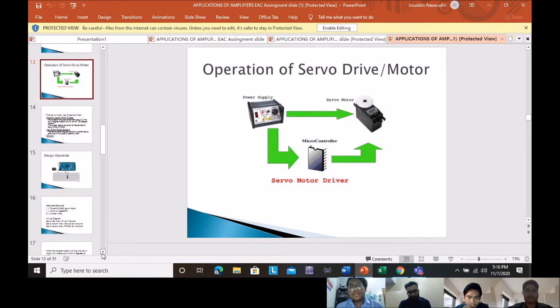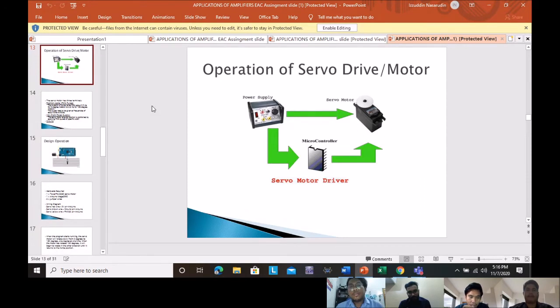This is an example of a block diagram of the operation of a servo motor. It contains the power supply, servo motor, and the microcontroller.